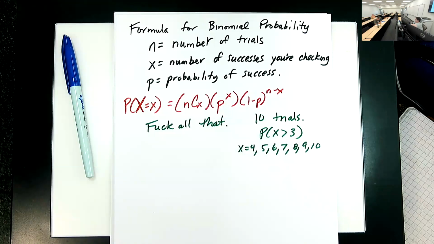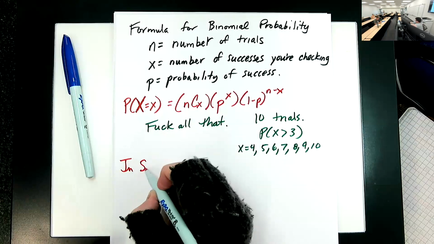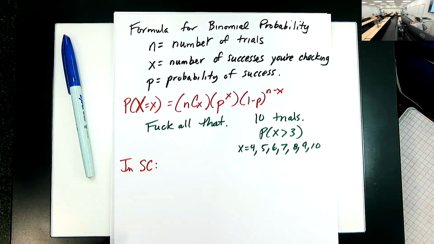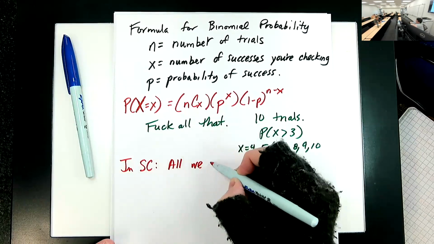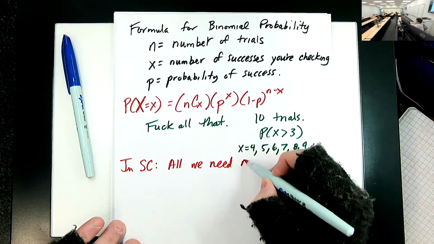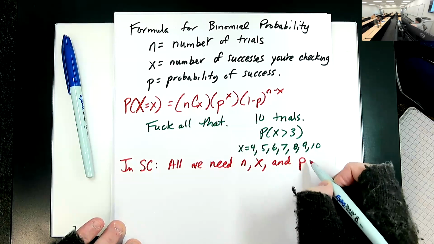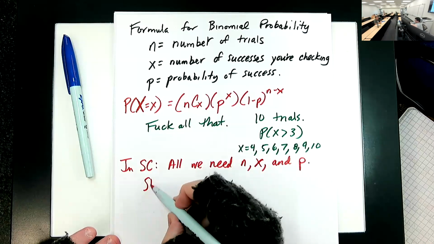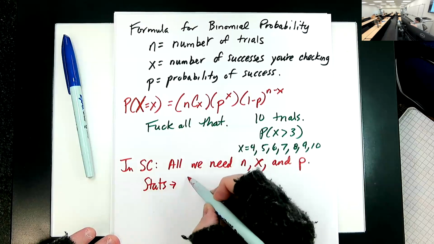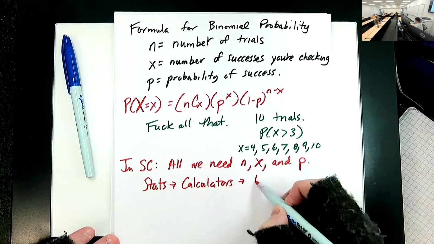So, yay for technology. In StatCrunch, all we need is n, x, and p. We need those values, and this is a little x here. We will go Stats, Calculators, Binomial.